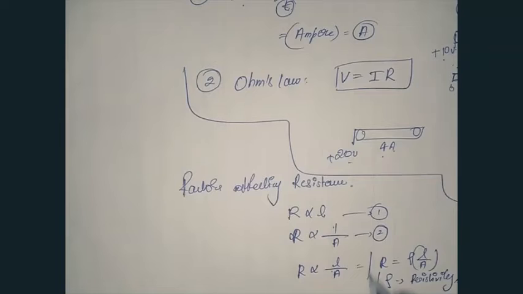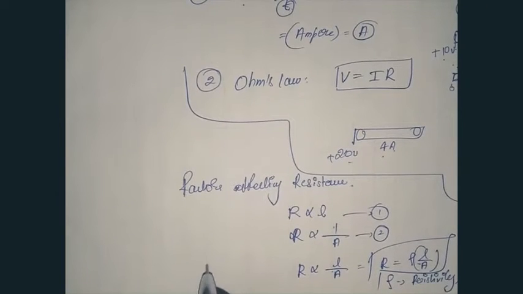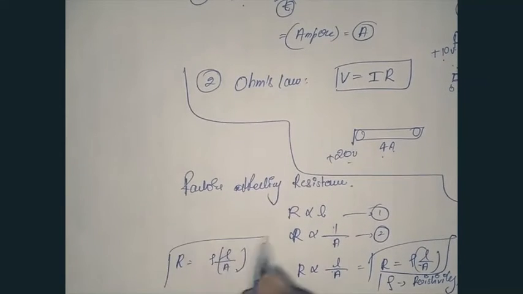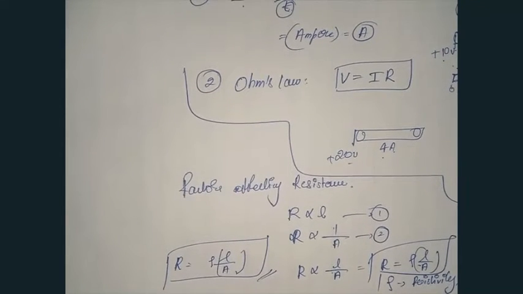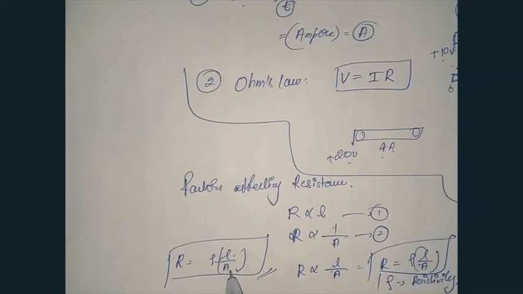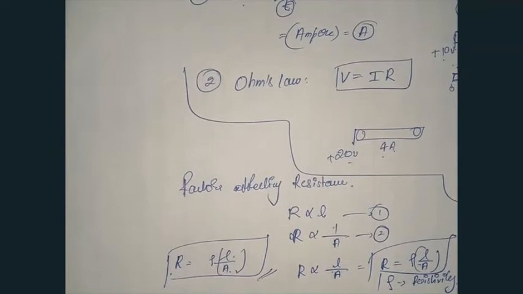Even this is a very important formula. Basically R is equal to rho L by A, and you must know it for solving the questions. Is that clear? Where L is the length of the conductor, A is the area of cross section of the conductor, and R is the resistance offered by it.